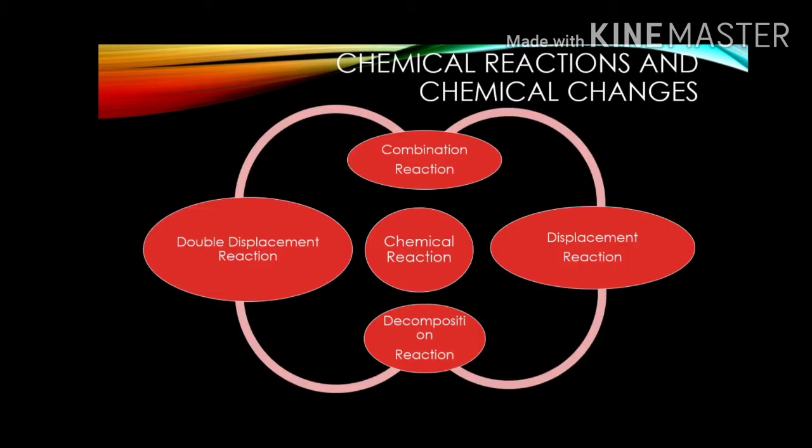First we are going to learn about different types of chemical reactions. There are 4 types of chemical reactions. Number 1 is combination reaction. Number 2, displacement reaction. Number 3, decomposition reaction. Number 4, double displacement reaction. So let's learn about them one by one in detail.